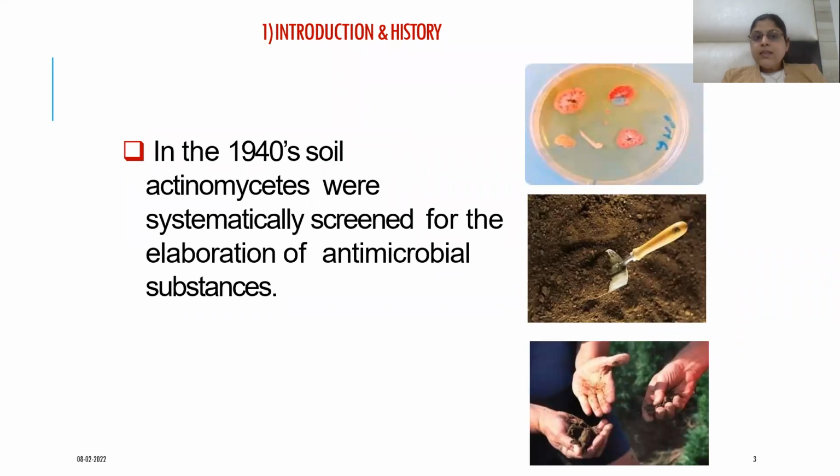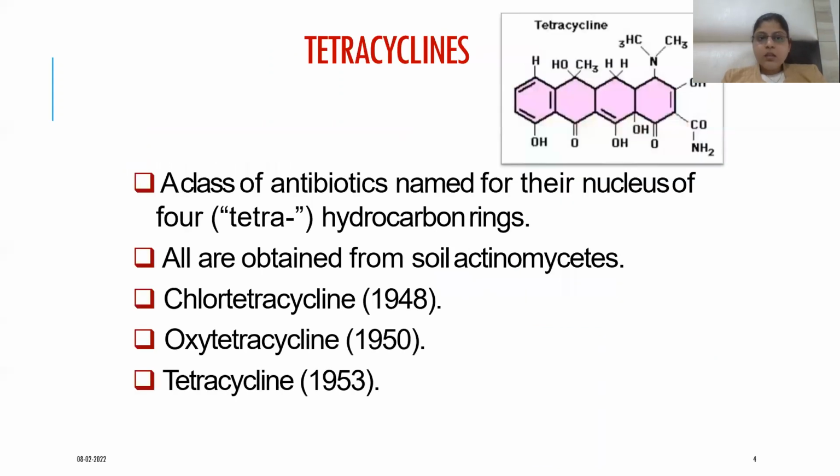Introduction and history. In the 1940s, soil actinomycetes were systematically screened for the elaboration of antimicrobial substances, and the tetracyclines were obtained from soil actinomycetes. This class of antibiotics has 4 cycles in the structure, four hydrocarbon rings. Basically, the first tetracycline was chlortetracycline, then oxytetracycline, then tetracycline.